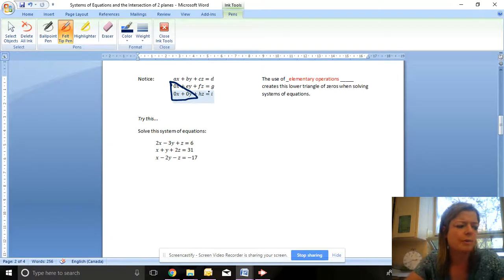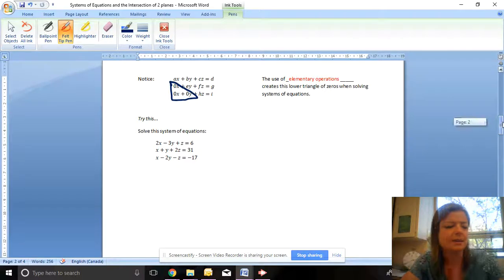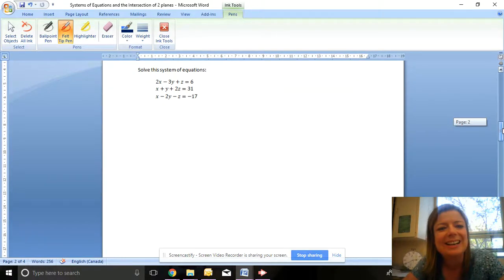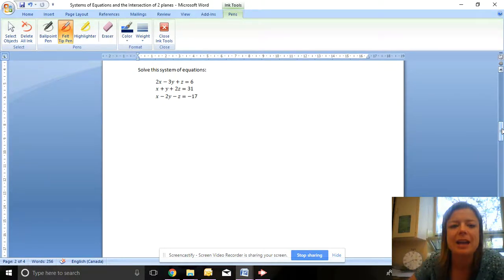Okay, so try this, solve this system. If you're really brave, you can try it on your own if you really want to, or you can see if you can do any of the steps on your own. Okay, so remember the first step is to label these 1, 2, and 3.